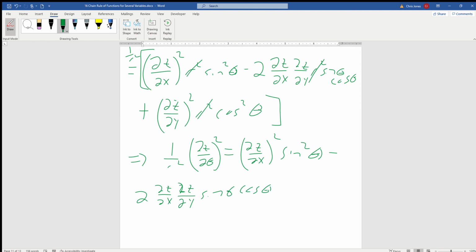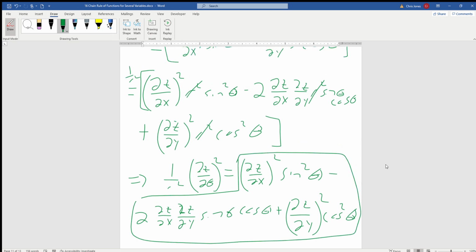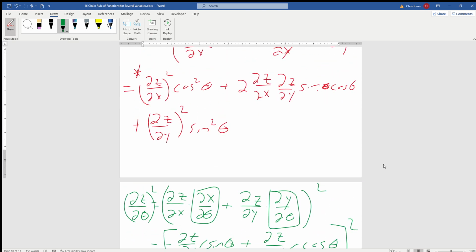And then finally we have our partial z partial y square, and we have our cos square theta. Alright, so now if that's not enough, we have to take what we just found in green and add that to what we have all the way up here in red. And then hopefully it equals that identity that we had in the beginning.